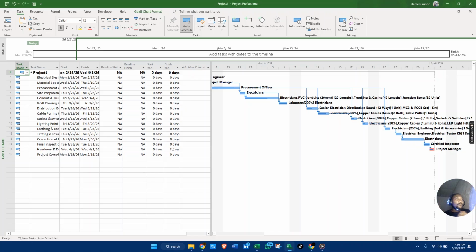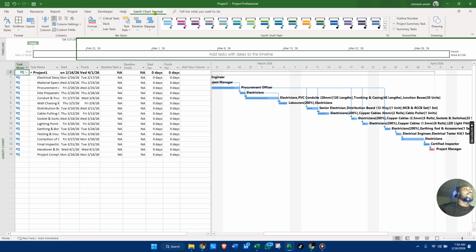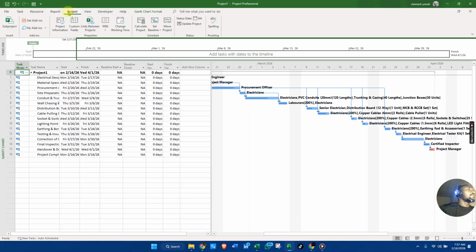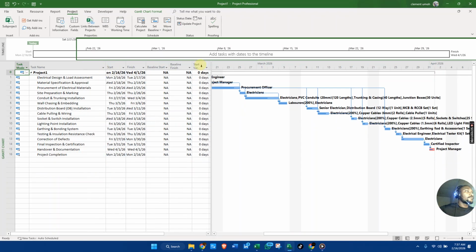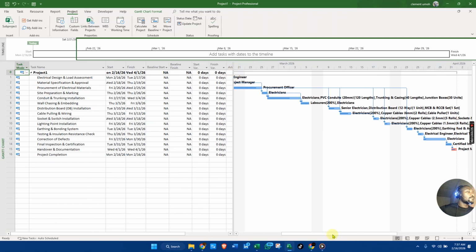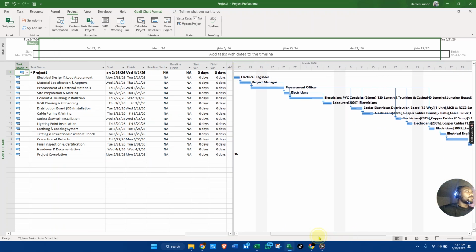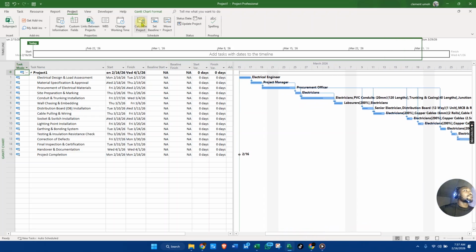Do you understand? But if we were to set our baseline right now, everything here will have a figure. So how do we set our baseline? We go to our Gantt chart and let's go to our project. Let's see our project. This is over here. You see set baseline. Do you understand? So let us set the project baseline.